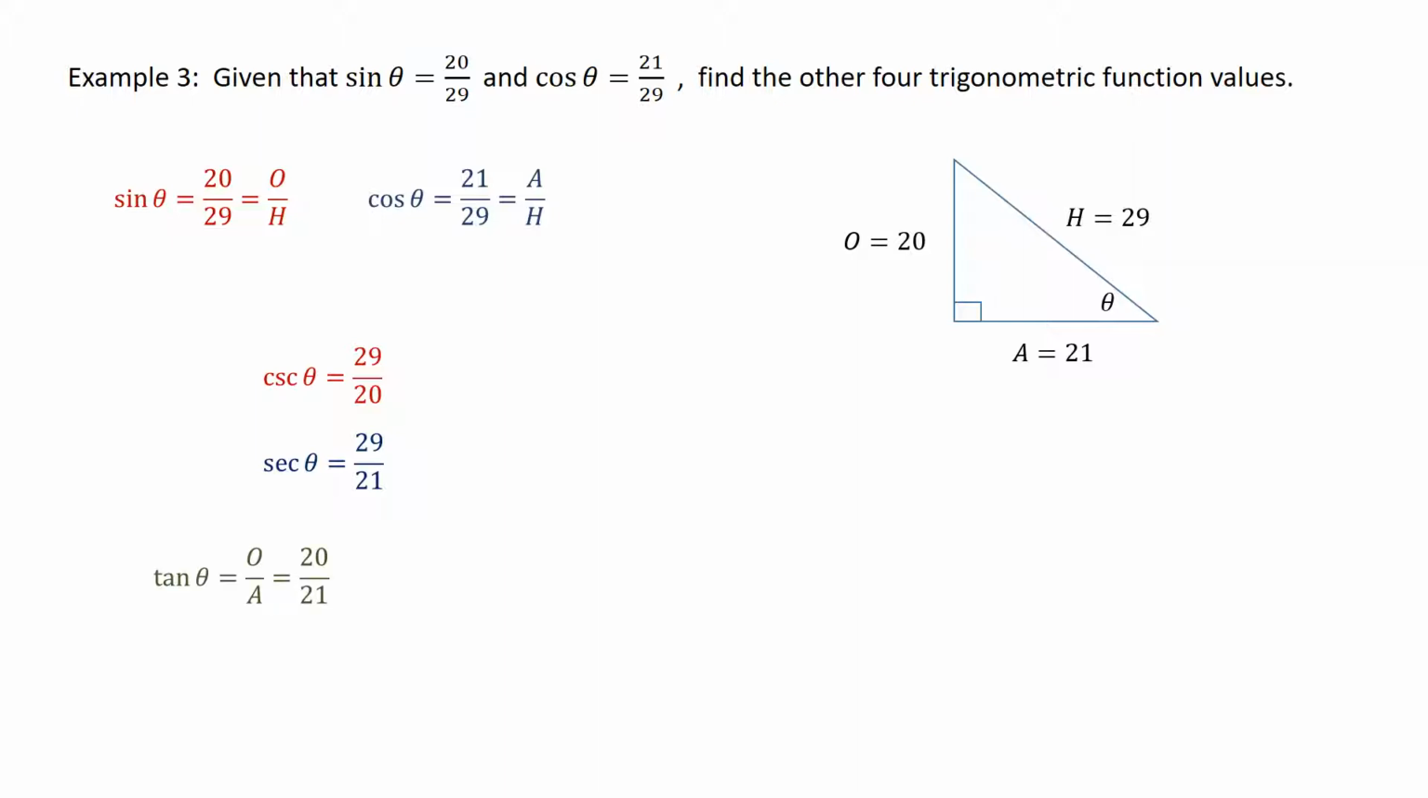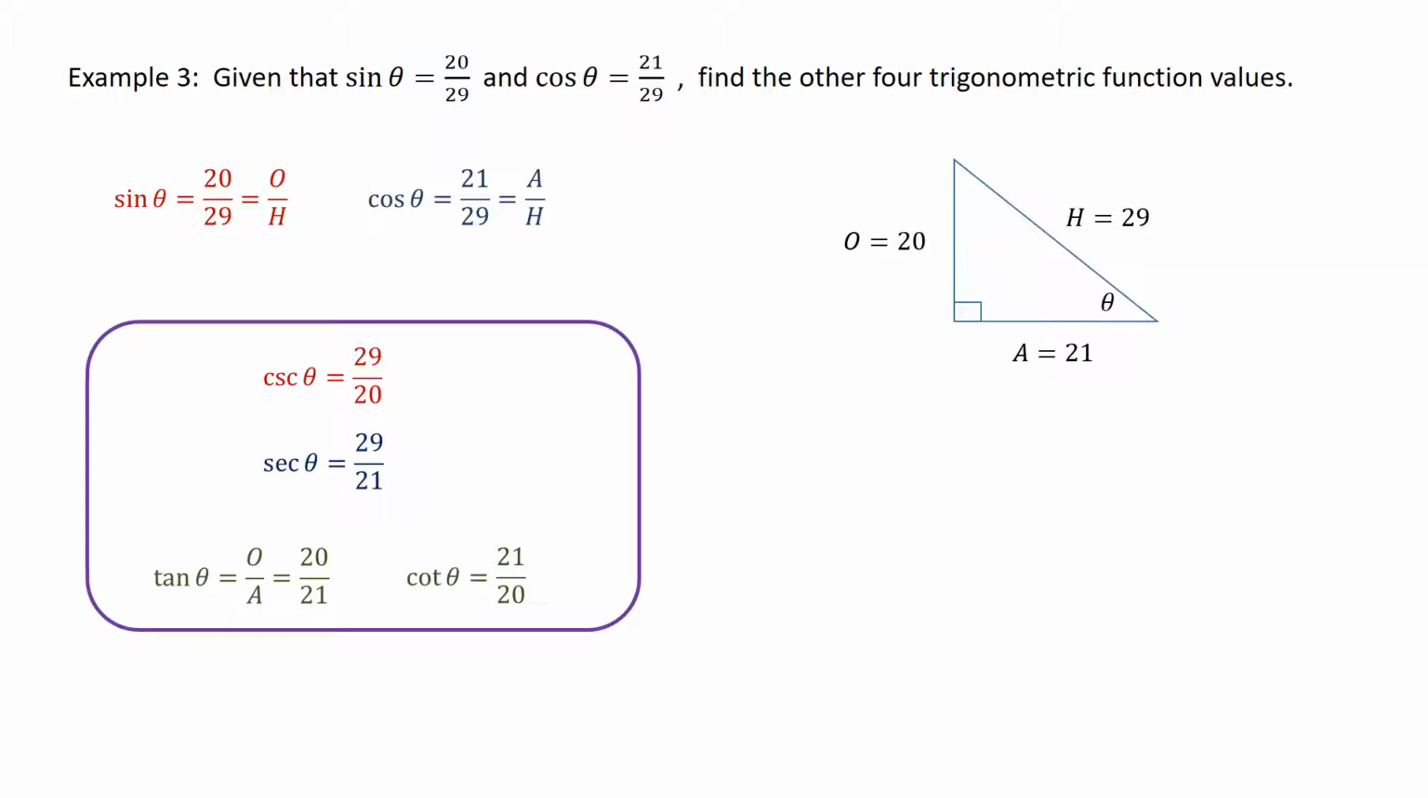Tangent theta is opposite over adjacent. So the side opposite theta here is 20, adjacent is 21. So tangent theta is 20 over 21, which makes cotangent theta 21 over 20. So those are the other four trig function values.